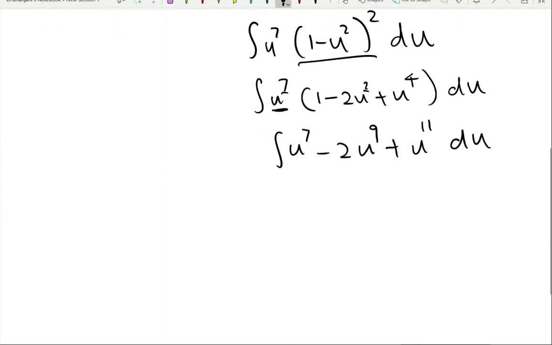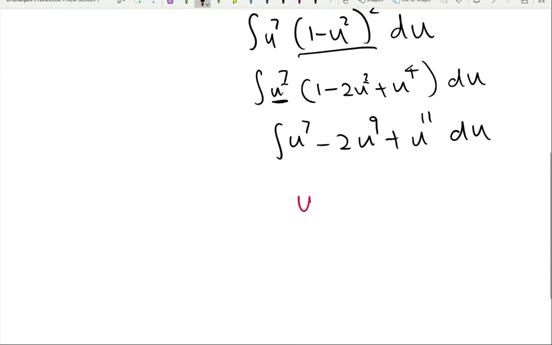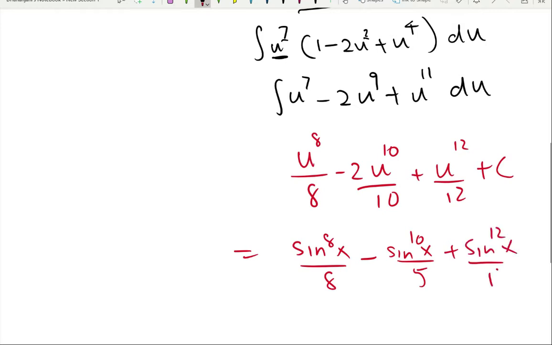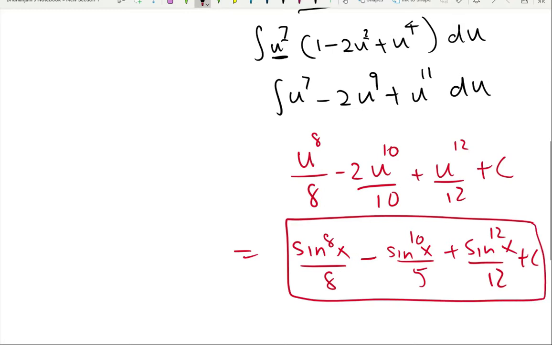Let's integrate with respect to u now. If you integrate u to the 7, it's u to the 8 over 8, minus 2u to the 10 over 10, plus u to the 12 over 12, plus c. Well, we can further write u is sine. I substitute sine. So sine to the 8 x over 8. Well, 2 over 10 is 1 over 5, so minus sine to the 10 x over 5, plus sine to the 12 x over 12. Easy, right? If you follow the procedure and understand everything, it's going to be easy.